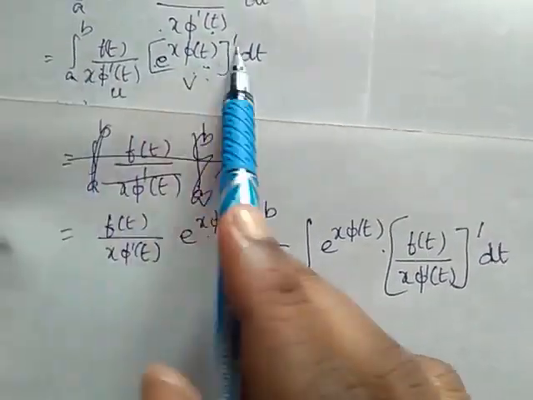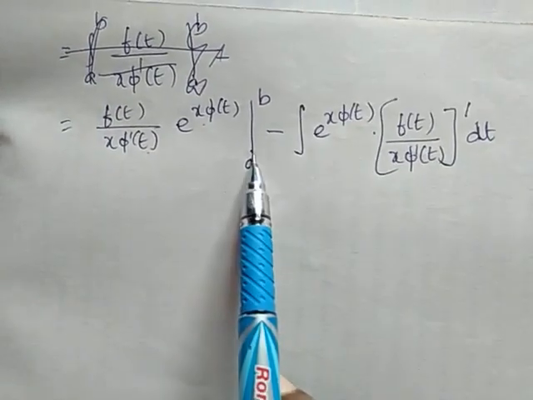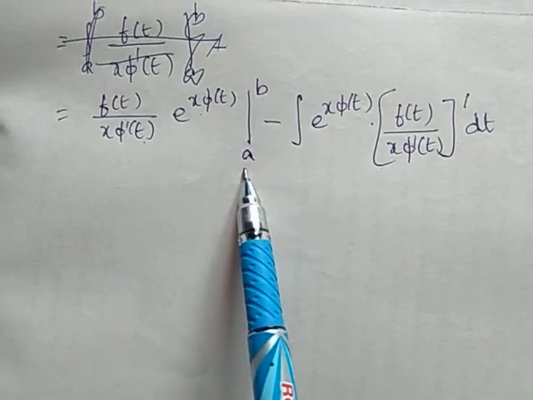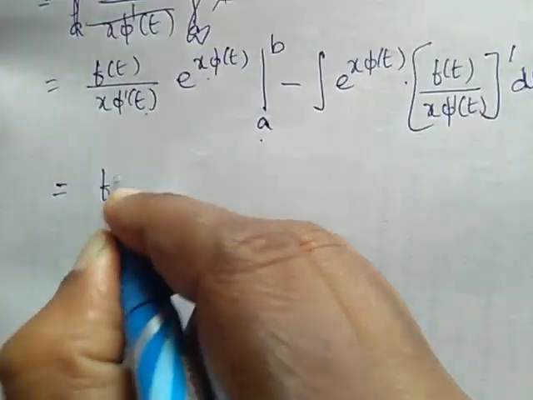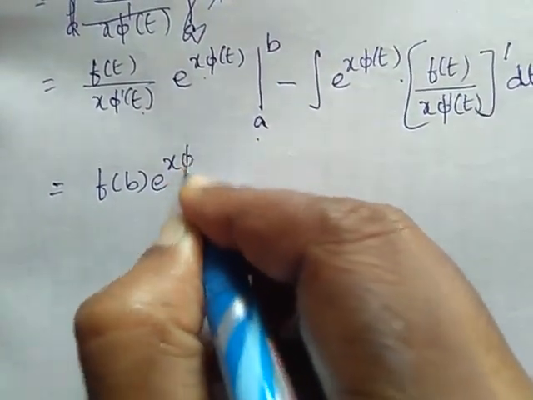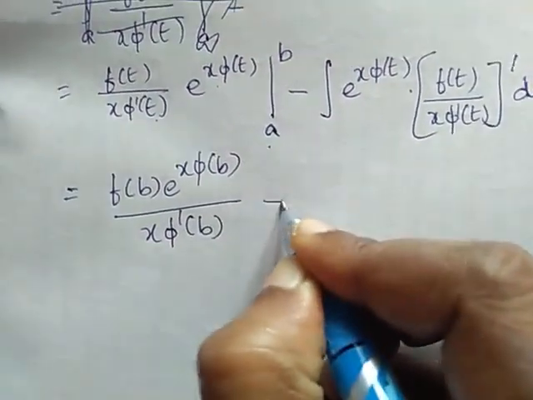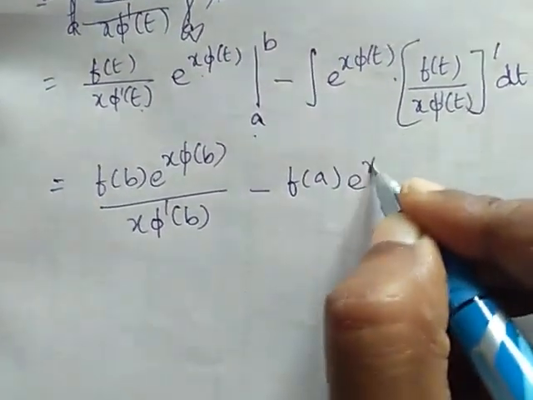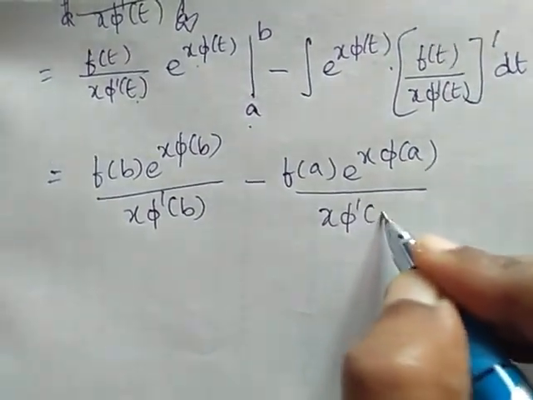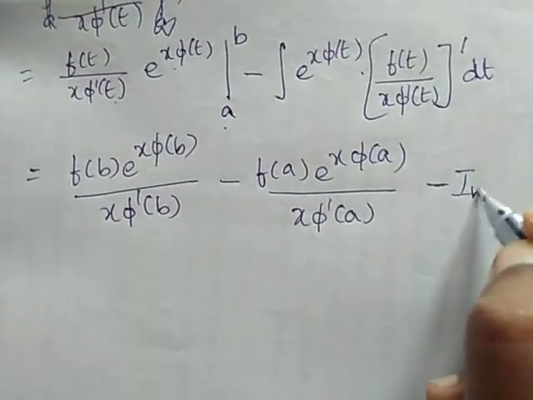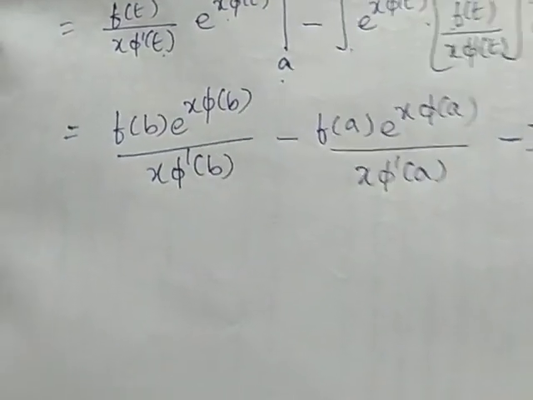So here for this equation I am using the integration by parts formula. Here I am going to substitute the upper limit and lower limit and the integration term. When I substitute the upper limit, I will get f of b e power x phi of b by x into phi dash of b, minus f of a e power x phi of a, the whole divided by x into phi dash of a, minus the integral of this term.